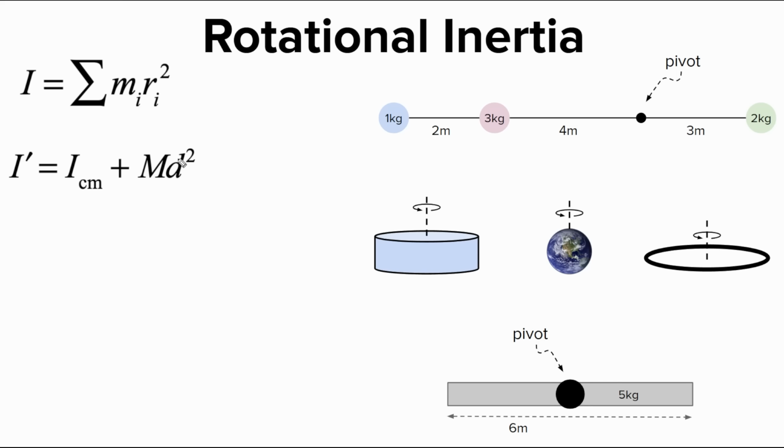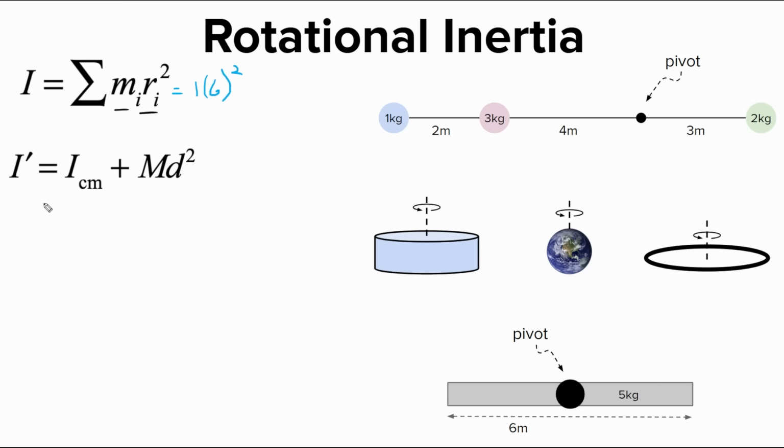How do you find this I? Well, it depends on what system you have, but if you have a system of point masses that are all orbiting around some pivot, you could just add up all the mr squareds. And so in other words, add these all up. You'll have a 1 kilogram mass at 6 meters away, so 1 times 6 squared.